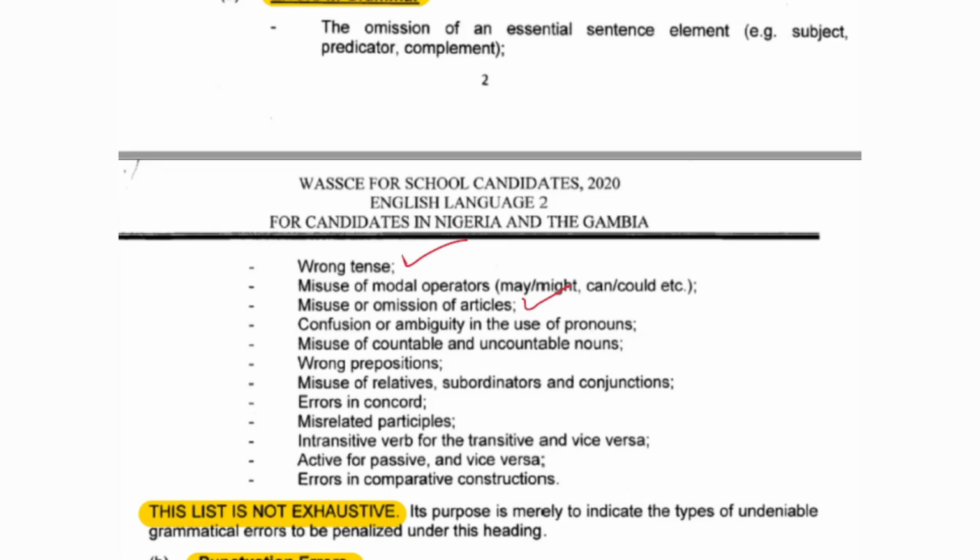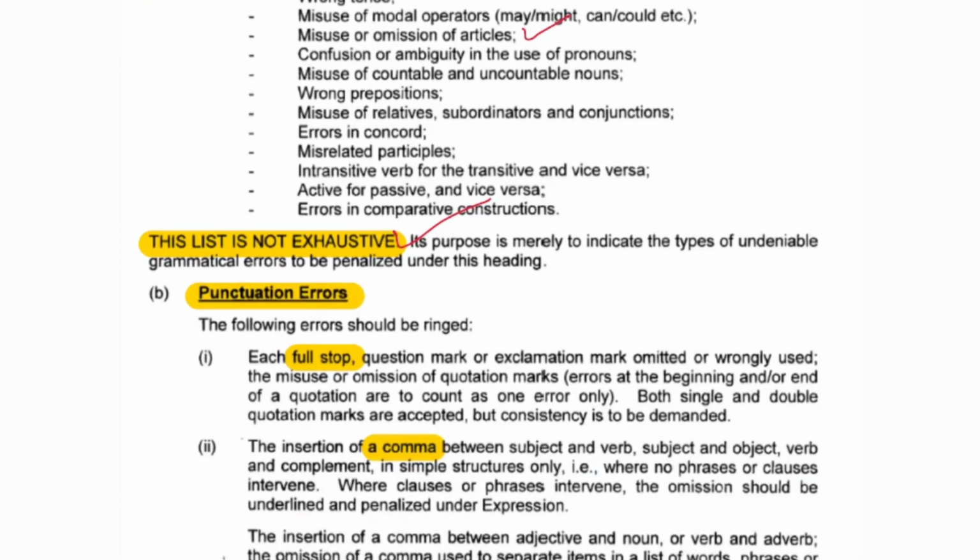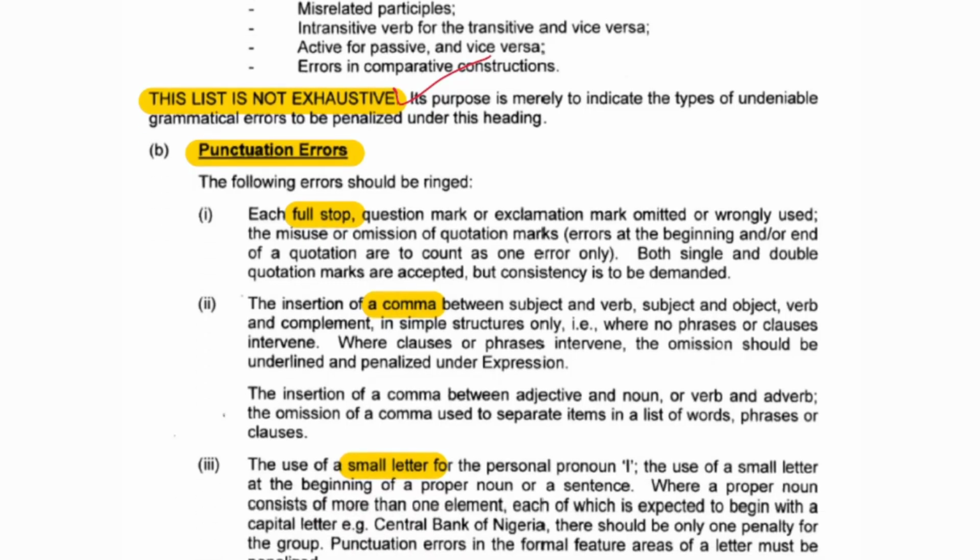Now you can see here they are pointing out that the list is not exhaustive. It's much more than what is written here. But if over time you have been developing yourself to write accurately, to present accurately, to practice effectively, then this should be a roller coaster for you. Now in punctuation errors, you need to note these very, very serious issues. How do you use the full stop? How do you use the comma? You should insert it at the appropriate place between the subject and the verb, between a subject and an object, between verb and complement, in simple structures only.